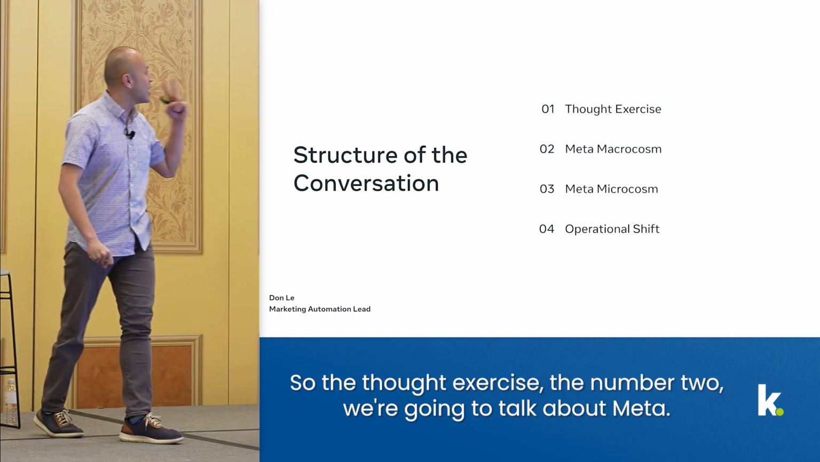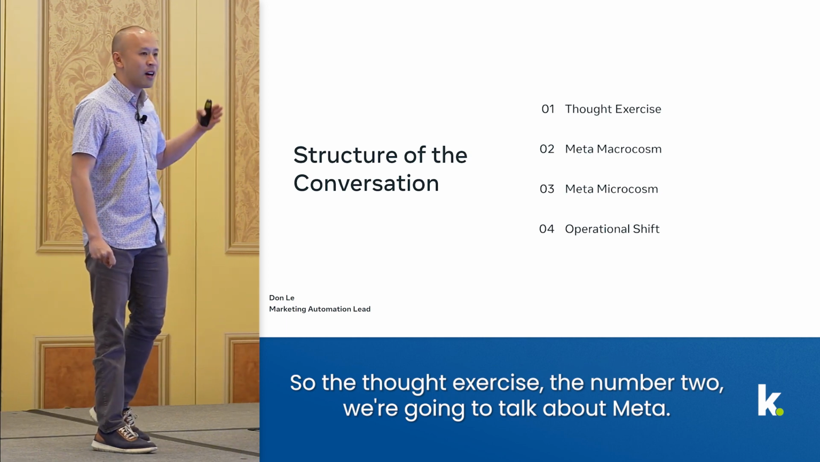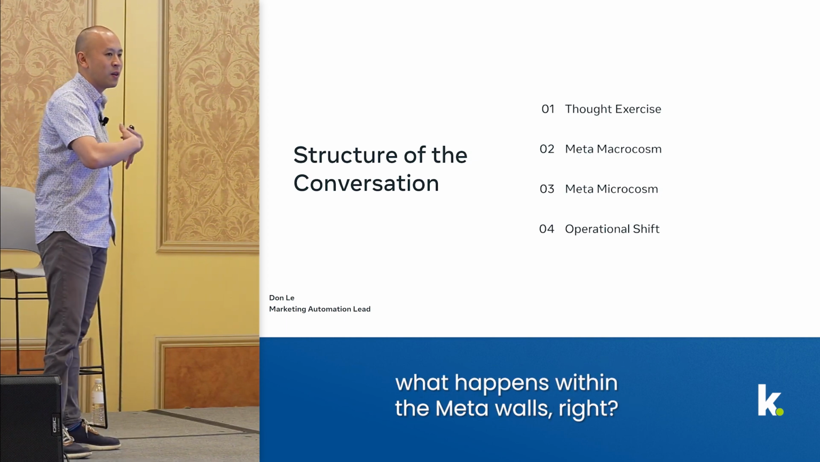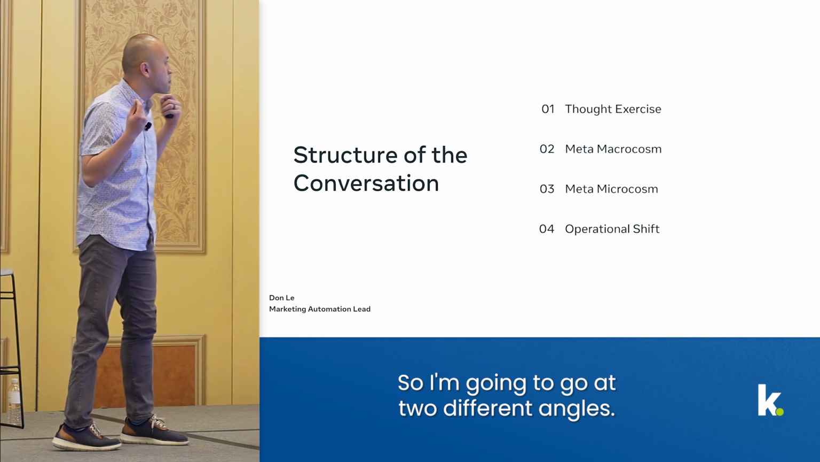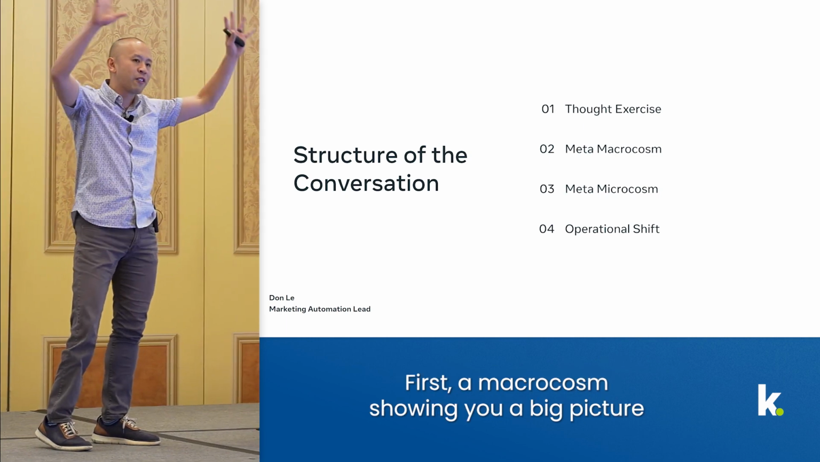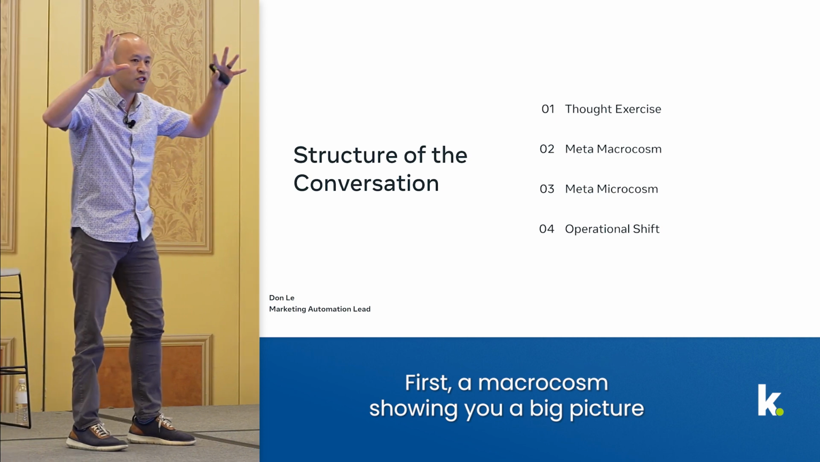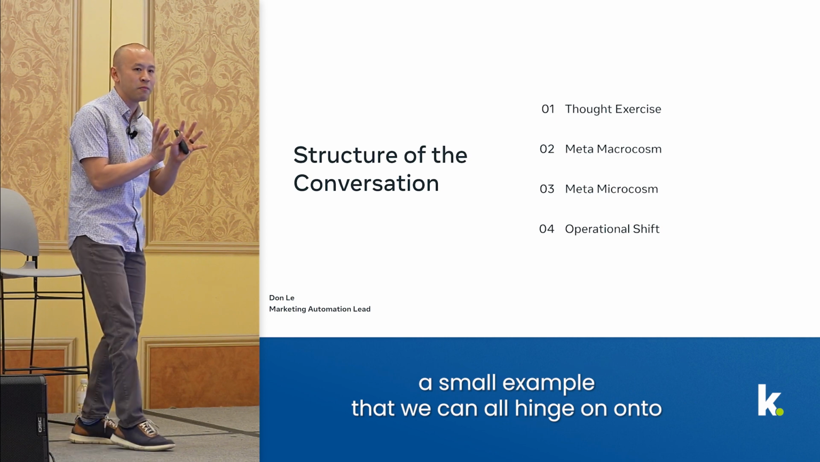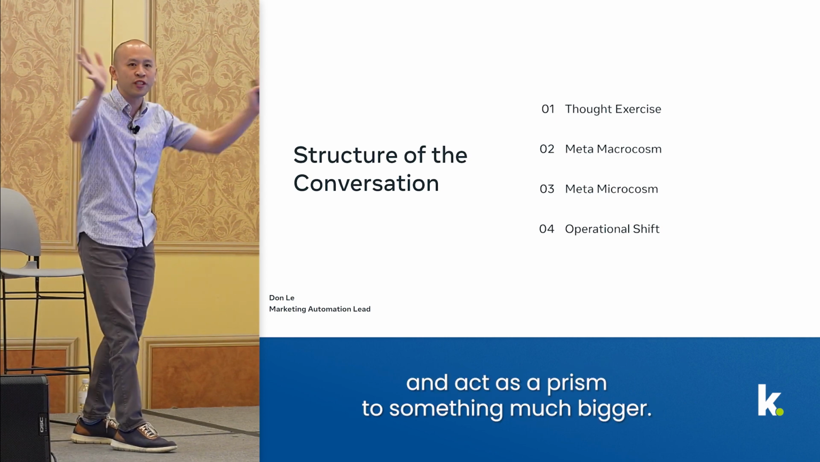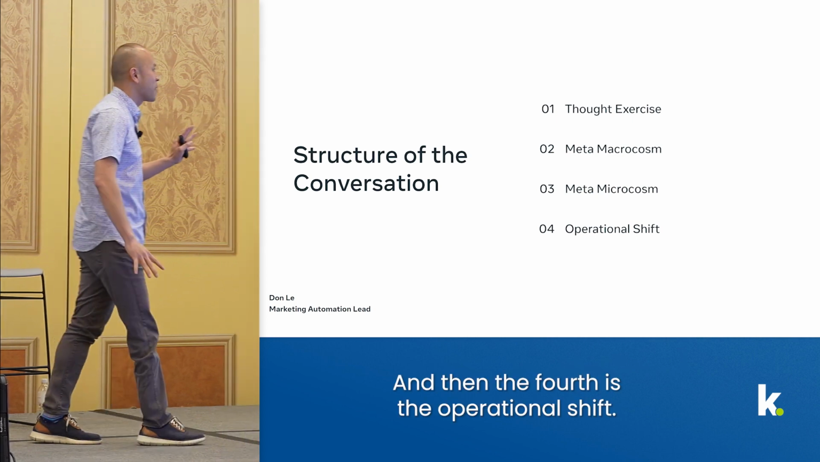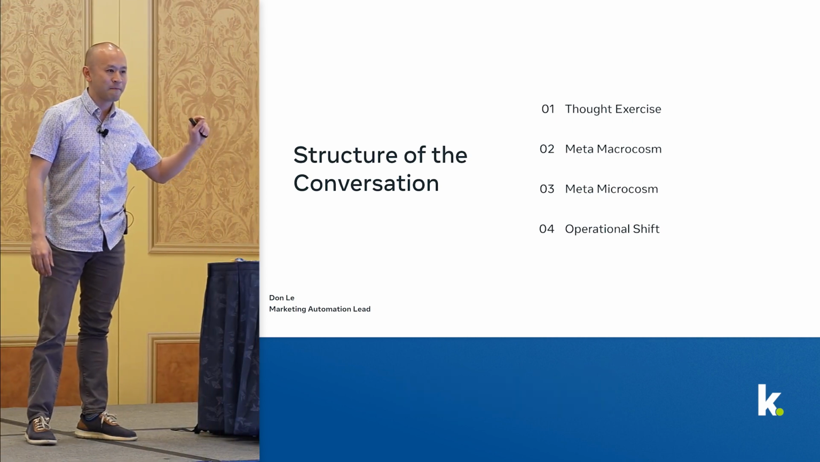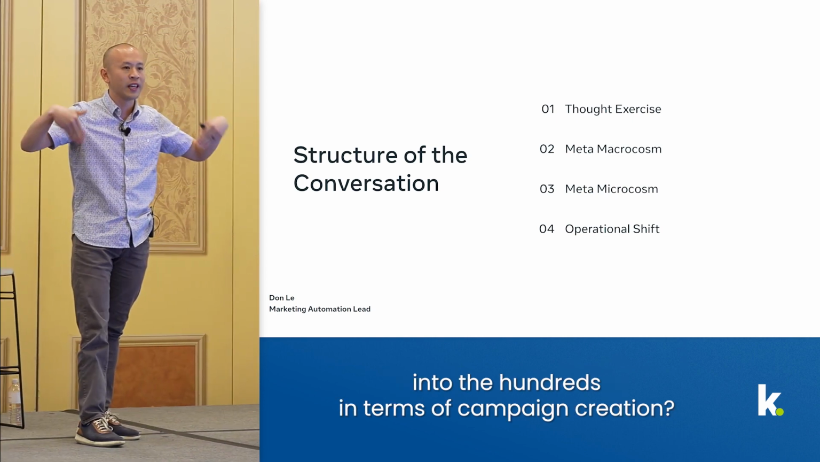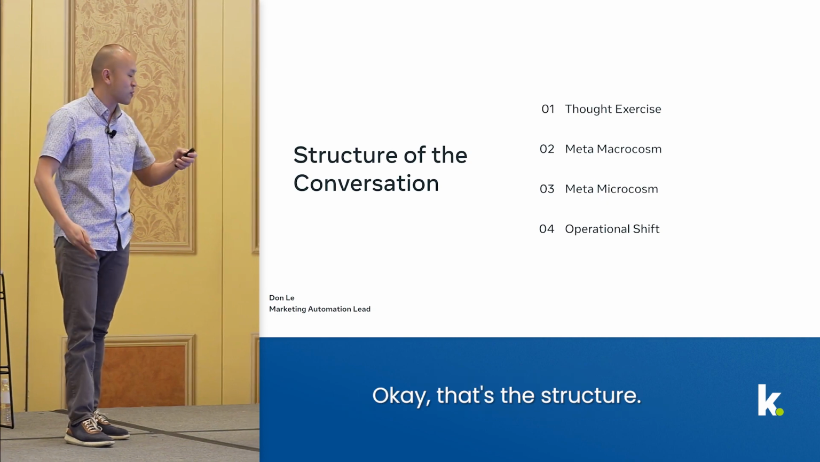So the thought exercise. Then number 2, we're going to talk about Meta. I presume that you are curious about what happens within the Meta walls. So I'm going to go at two different angles. First, a macrocosm, showing you a big picture that sheds light into a little picture, and then walk through a microcosm, a small example that we can all hinge onto and act as a prism to something much bigger. And then the fourth is the operational shift. How did we move from a centralized resource into the hundreds in terms of campaign creation? That's the structure. Thought question.